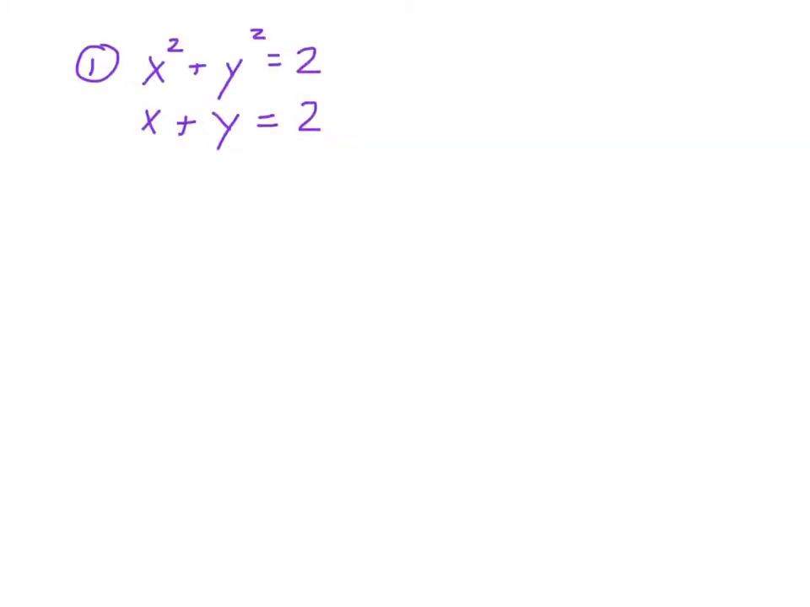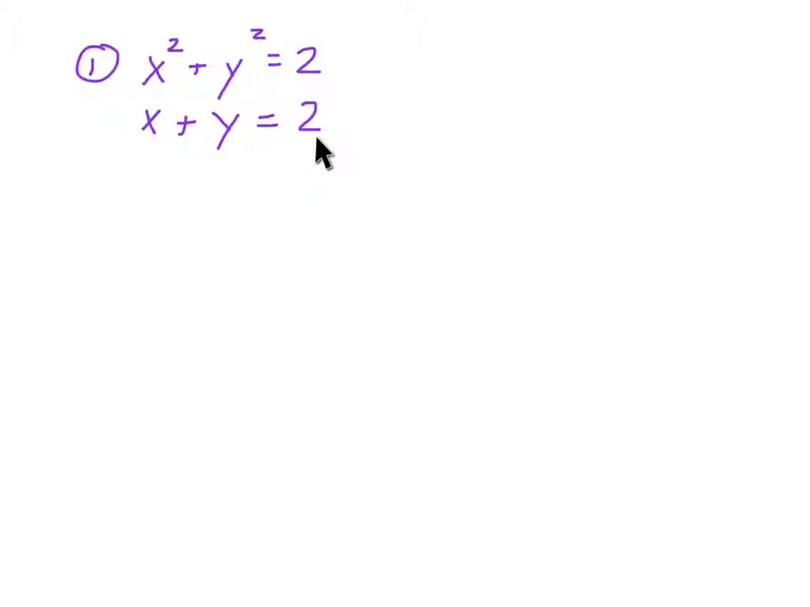Okay, so our first one here is x squared plus y squared equals 2. This first one up here is this first equation right up here. This is a circle with a radius of the square root of 2, and this is a line. So the maximum number of solutions that we're going to be able to have here is 2.